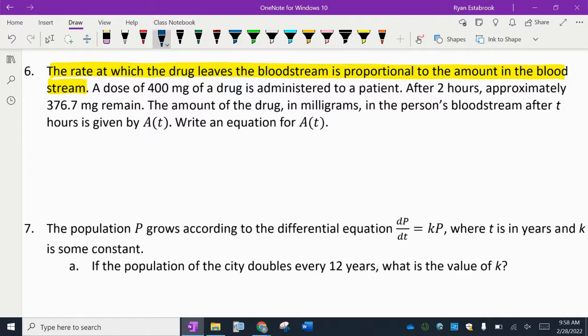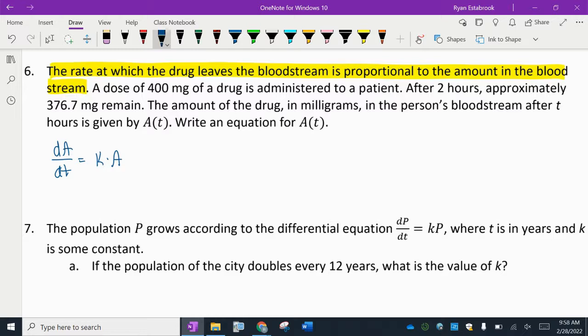Okay, so the first sentence: the rate at which the drug leaves the bloodstream is proportional to the amount in the bloodstream. The rate is proportional to the amount that's actually there. That's one of these differential equations that we're talking about. Normally, I would use the letter y, but in this case, they're talking about the amount that is actually there, which is A, so I have to make sure I use that variable. What this yellow phrase means to us is that dA over dt, the rate of change with respect to time, is proportional to the amount that's actually there. That's what that yellow phrase means.